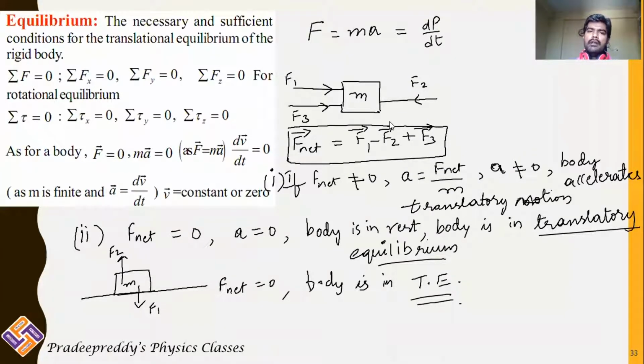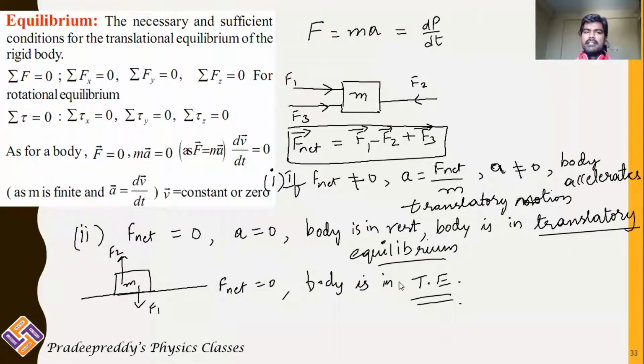along any direction. It can be along the positive x-axis or along the negative x-axis. Forces can be in the xy plane or yz plane, in any plane. If the net force acting on the particle is equal to 0, the body would remain in the rest position even though there are multiple forces acting on it. Such a condition is said to be the translatory equilibrium condition.